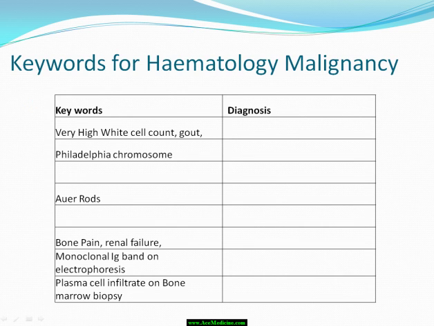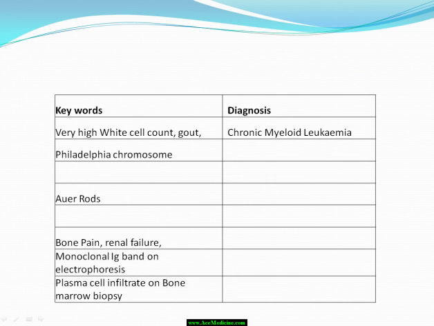So again, there are some classic keywords that you should be thinking about when it comes to hematology malignancy. If you see a very high white cell count, gout, and Philadelphia chromosome, you should be thinking about chronic myeloid leukemia. If you see Auer rods, you should be thinking about acute myeloid leukemia. And if you see bone pain, renal failure, monoclonal Ig bands on electrophoresis, or plasma cell infiltrate on bone marrow biopsy, you should be thinking about myeloma. So these are classic findings for these diagnoses.